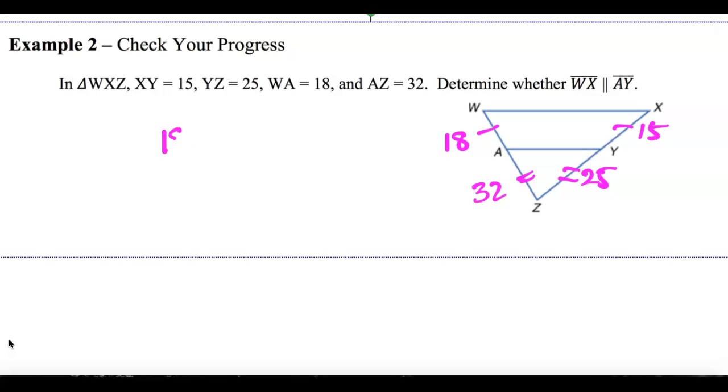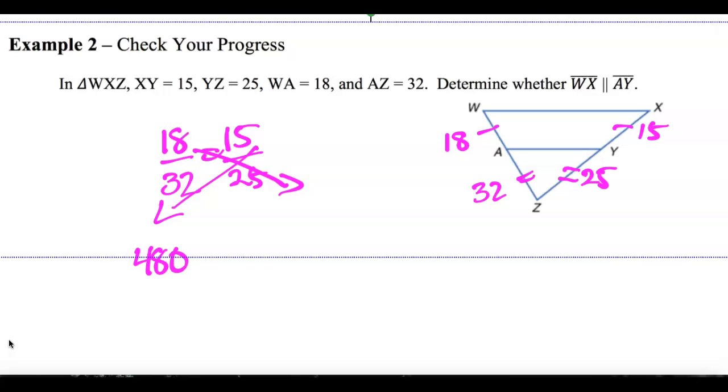So if I set up those proportions here, we want to see, is this really truly proportional? And when we do that, we look at our cross products. So go ahead and see if you can multiply what those things are. I believe I got 480 versus 450, so no, the lines are not parallel.